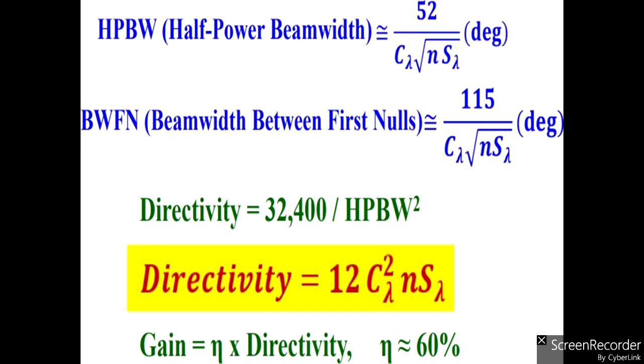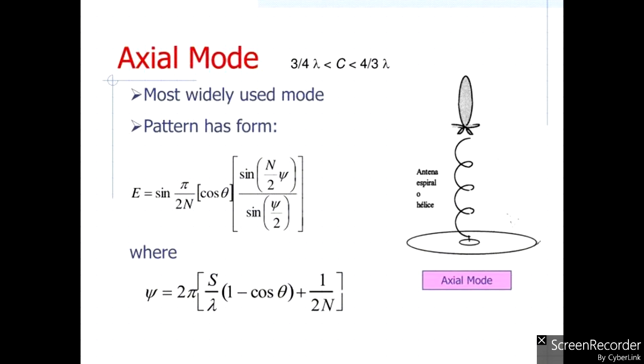Next, these are the formulas which we have to remember for the helical antenna. That is the half power beamwidth equation, the beamwidth between first nulls equation, its directivity, and the gain. The antenna gain is approximately 60%. It's very good for the helical antenna. Then this is the mode which will be used in the axial mode: the value of the electric field intensity and the phase difference. And these are the formulas which we use to calculate the electric field intensity.